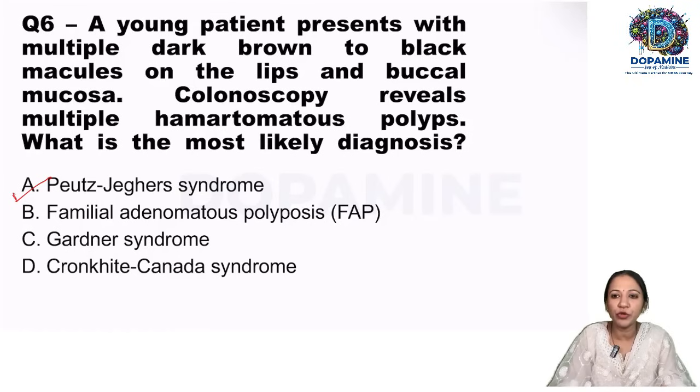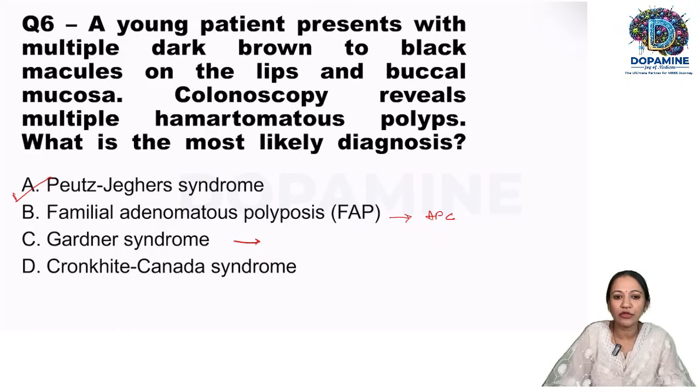People with Peutz-Jeghers syndrome will have multiple dark brown to black macules, not only on the lips and buccal mucosa, also in the anal verge. Colonoscopy will show multiple hamartomatous polyps. So what are the other choices? FAP, familial adenomatous polyposis, mutation in the APC gene will cause FAP. And we have 2 syndromes, both related to FAP, that is Gardner syndrome and Cronkhite-Canada syndrome.